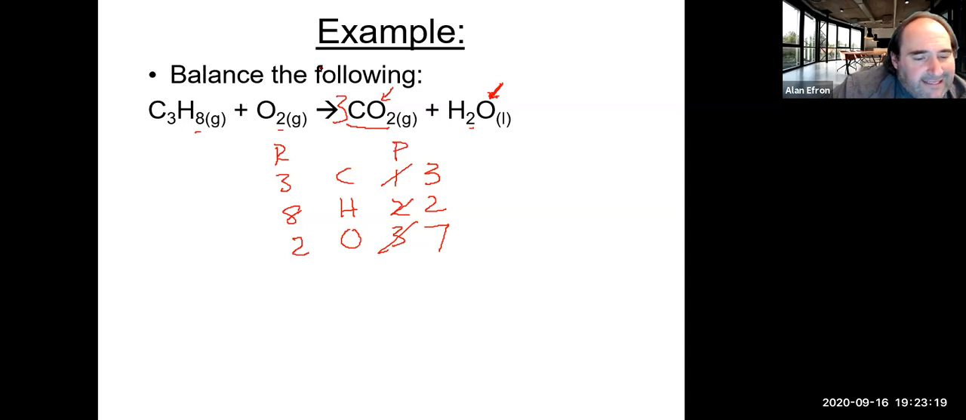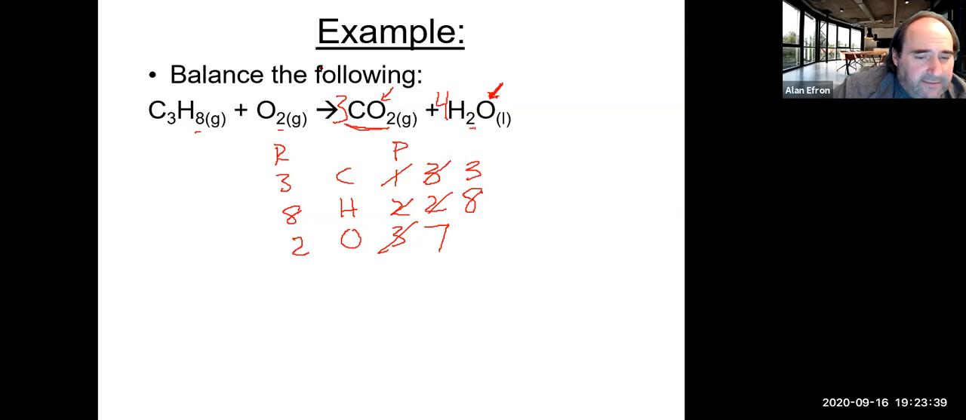Probably the next easiest thing to balance would be the hydrogen. I got 8 on the left and only 2 on the right. So to fix that, I could put a 4 in front of my water. When I do that, I still have 3 carbons. Hydrogens is 4 times 2, which is 8.